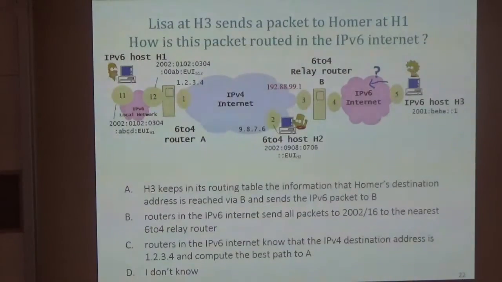I close in 5 seconds. And the correct answer is B, of course. Routing takes care of it. B injects the 2002 prefix, and therefore all routers will simply find a route.